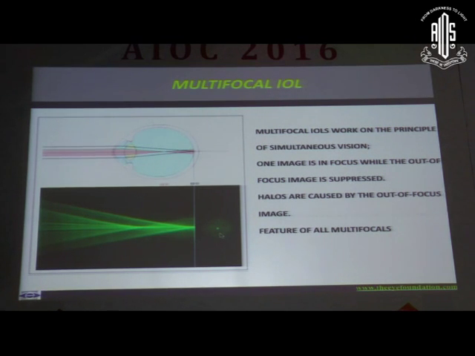Basically in optics nothing comes free. When you want vision at all distances, there is a certain amount of compensation in contrast that comes with it. So essentially the development in multifocal intraocular lens technology has been towards minimizing this glare and halos, these negative side effects, and that's where we have progressed.